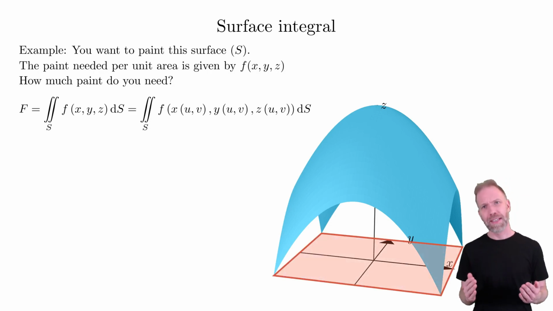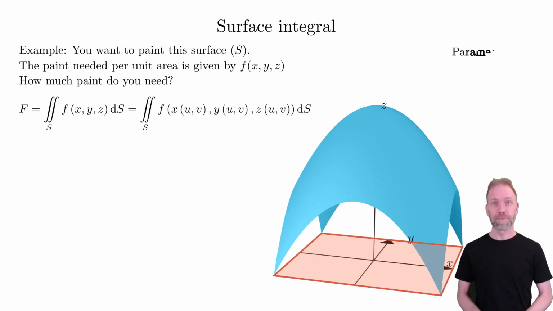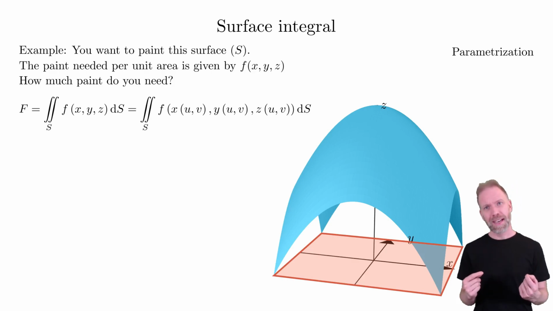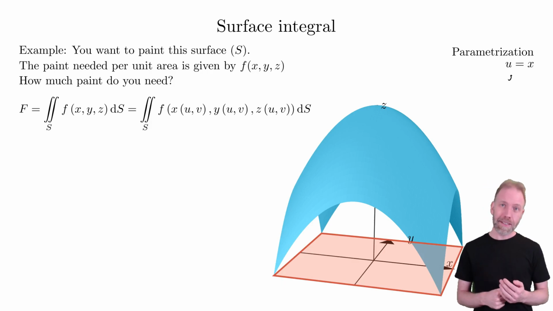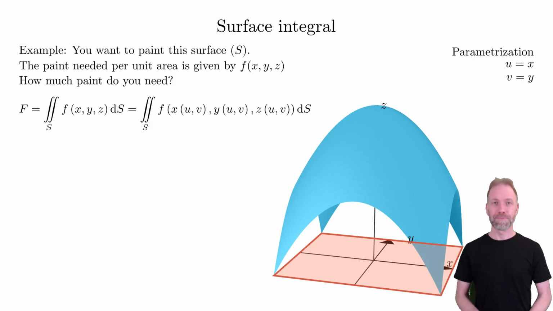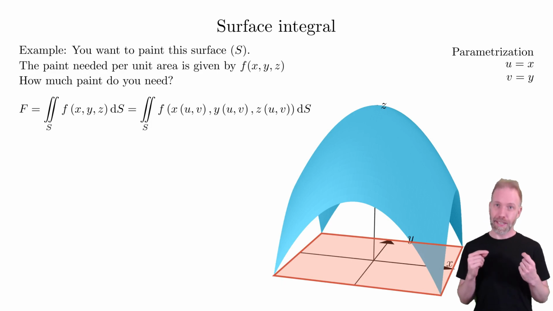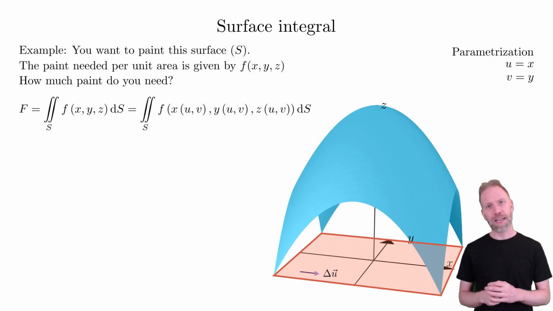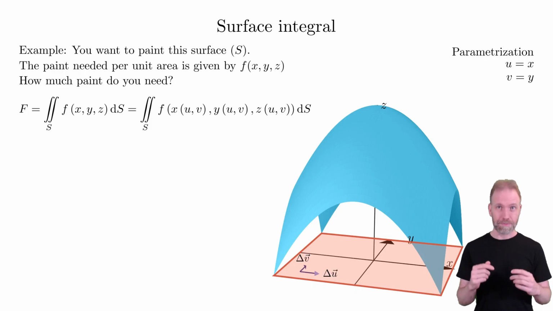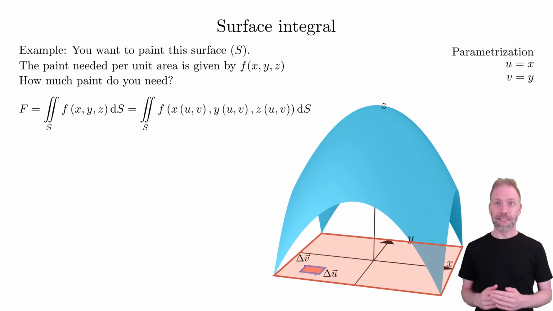To illustrate this, I will pick the xy plane as our integration variables. This means that the parametrization simply is that u is x and v is y. The next step will be very similar to what we did for substitutions in the previous video. We define one small step in u called delta u and one small step in v called delta v. This will create an area element, which is the one we want to use for our integration.